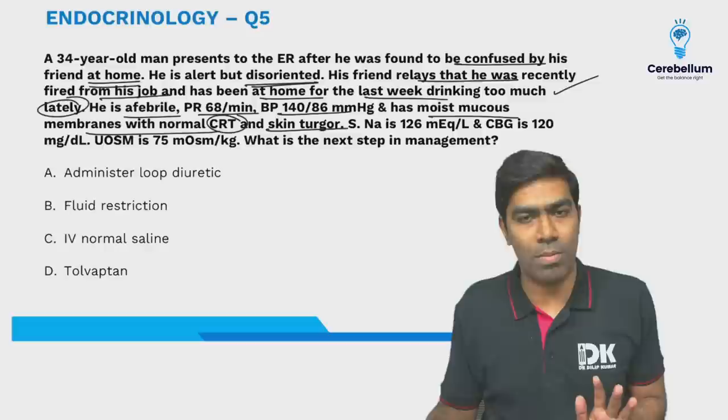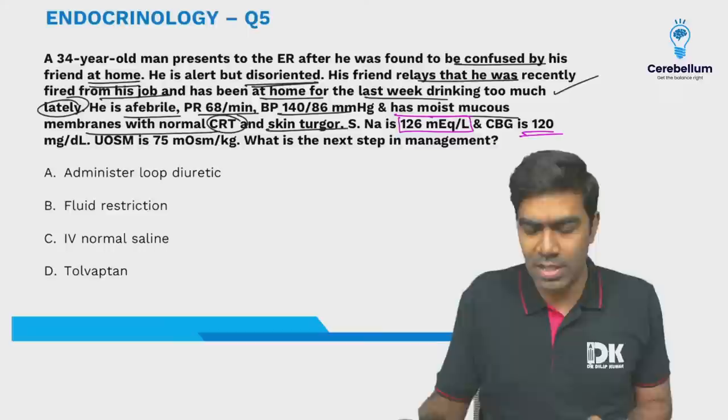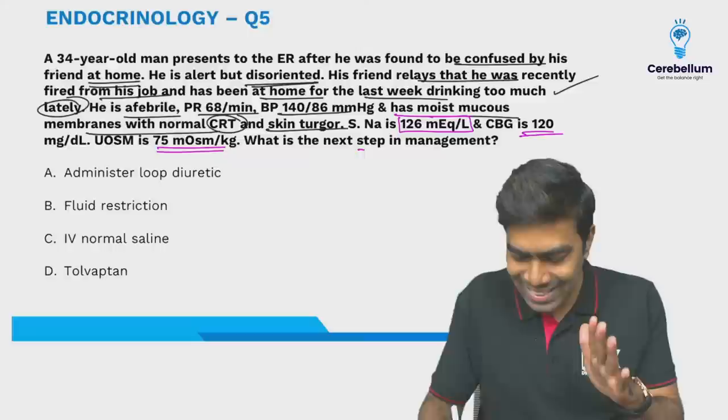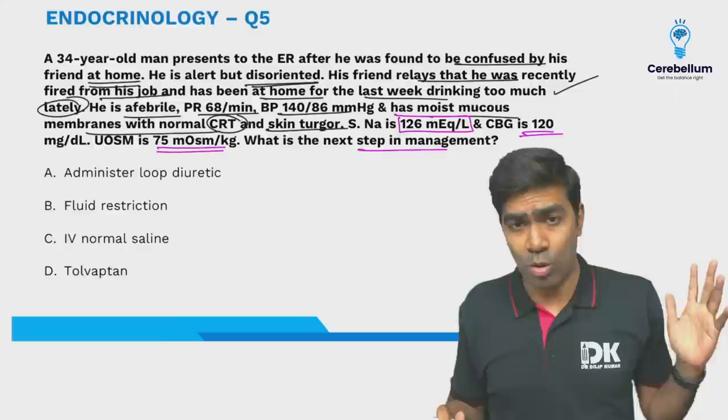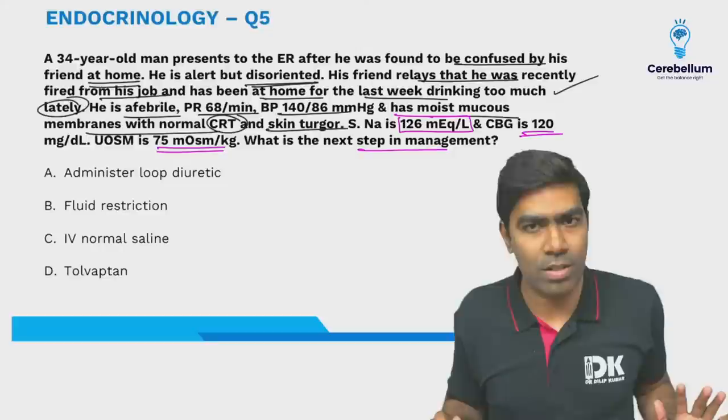Look at his sodium. Sodium alone is 126 milliequivalents per liter. CBG is okay, 120 milligrams per deciliter. Urine osmolality is 75 milliosmoles per kilogram. What is the next step in the management? So what will you do? Administer loop diuretic, give fluid restriction, IV normal saline, or tolvaptan. So what is your choice?